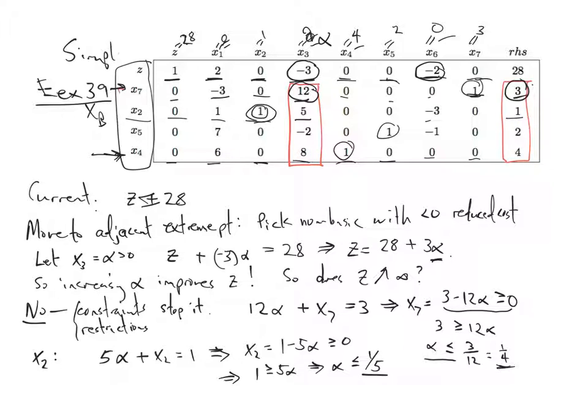So we have two ratios here, 3/12 and 1/5. Which one is smaller? Well, this is 0.25, and this is 0.2. So if we increased alpha to 0.25, x2 would go negative by a little bit. So so far we're stopping at 0.2. This is as far as we can lift alpha. All right, we have two more to do. Let's do them a little more quickly.